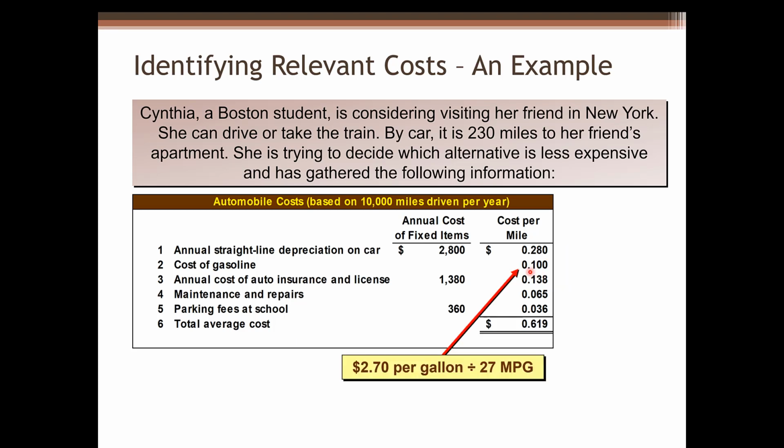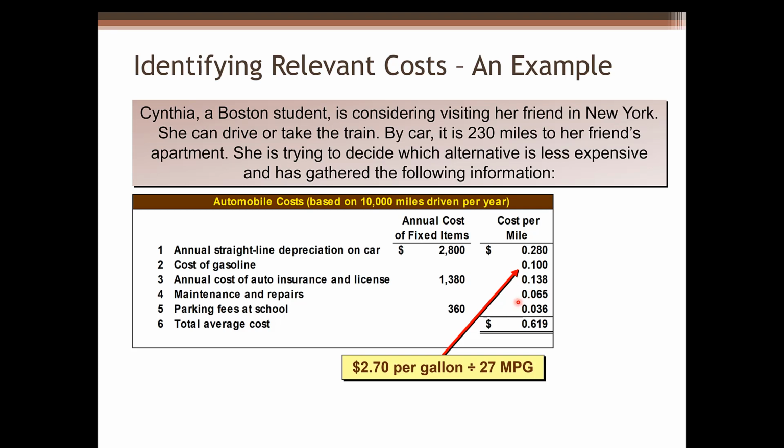Number 2, gasoline cost per mile is calculated by dividing the price per gallon of gasoline by the number of miles per gallon of the car. We use $2.7 divided by 27, and then we can get gasoline cost per mile of $0.10. Number 3, annual cost of auto insurance and license. Total cost $1,380. We divide it by 10,000 miles, and then we can get $0.138. This is the dollar amount cost per mile.